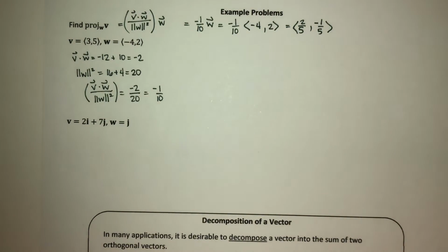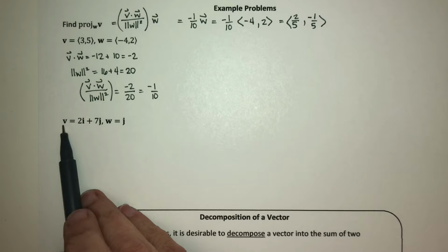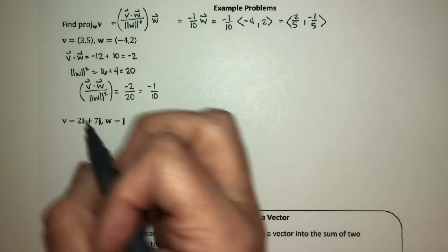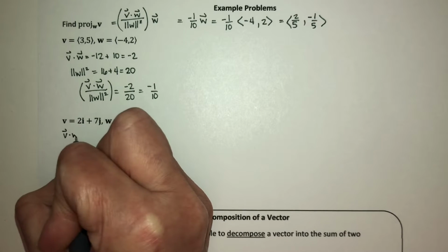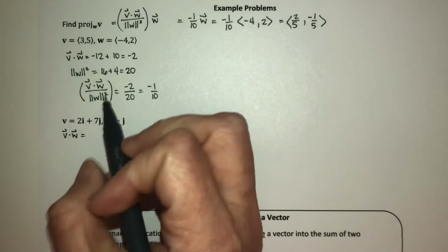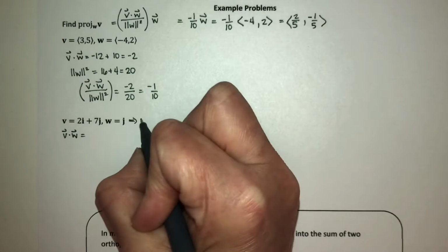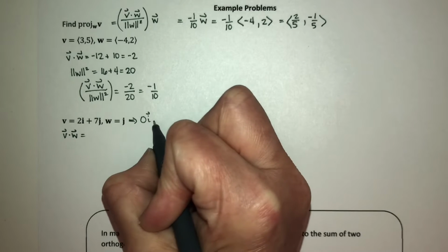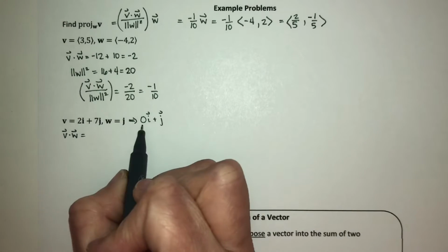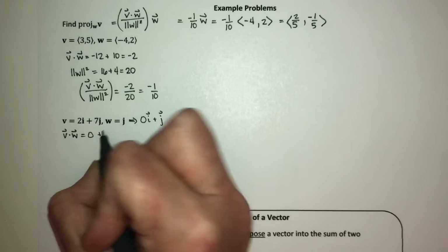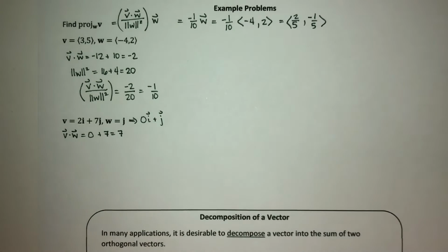This is part 5 of section 6.5. We want to find the projection of V onto W. I need to find V dot W. Here, remember that if you just have J, this is the same thing as 0I plus 1J. So 2 times 0 is 0, plus 7 times 1 is 7, so this dot product is 7.